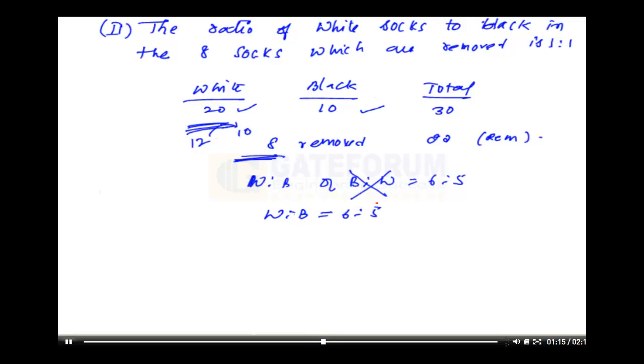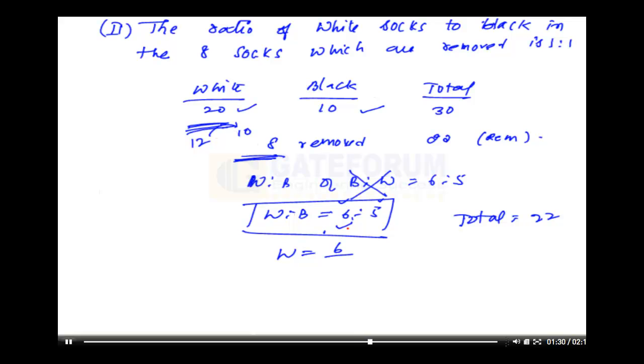Now we know the ratio of white and black, and also we know the total, that is 22, from which you can find the number of white socks as well as number of black socks. That means we can easily find white socks by using the formula. It is 6 parts of 11 parts into 22. Now so we can answer this question by statement 1.